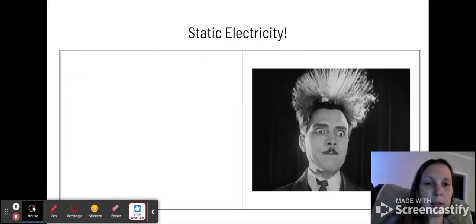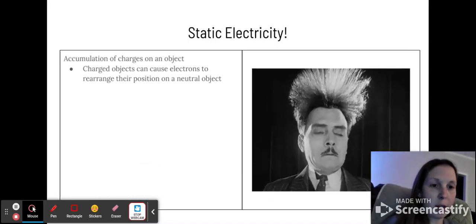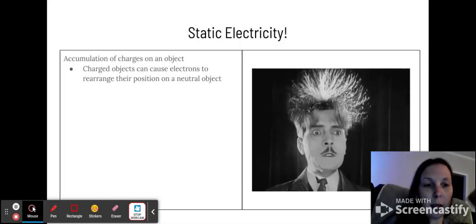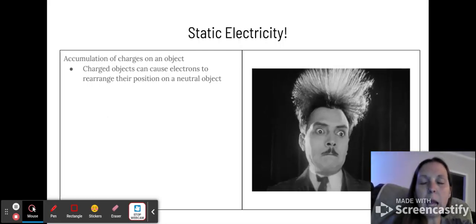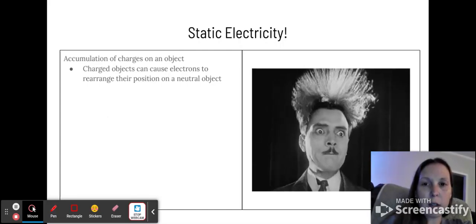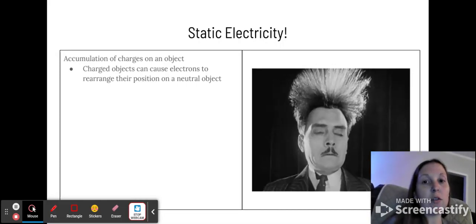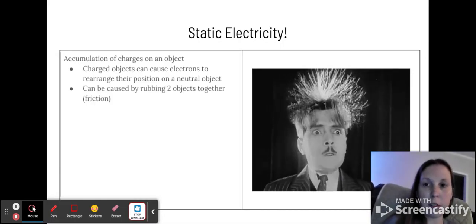So now let's discuss static electricity, which is the accumulation of charges on an object. You've all done the experiment where you rub a balloon against your hair and you pull it off and then your hair's all staticky. And this is where we have a charged object that can cause electrons to rearrange their position on a neutral object, which then will cause a force to be exerted.